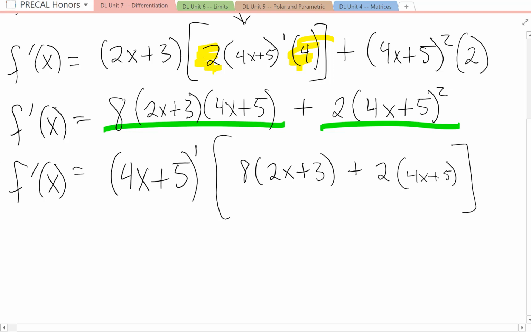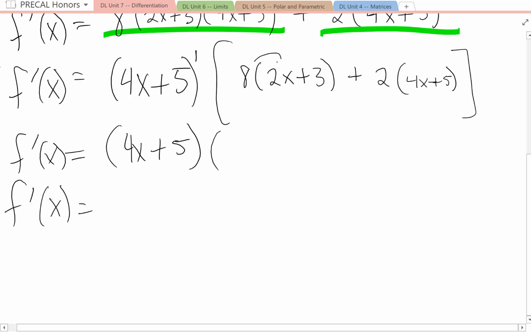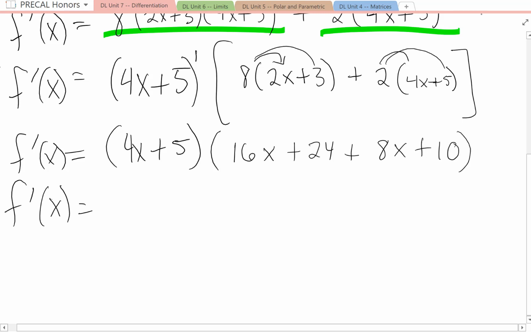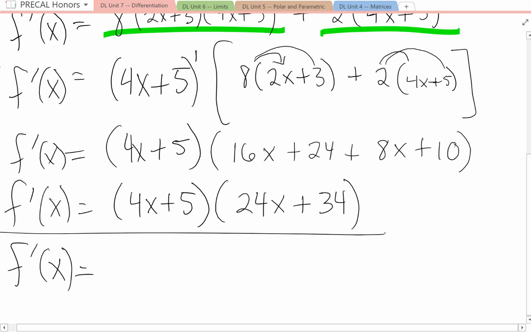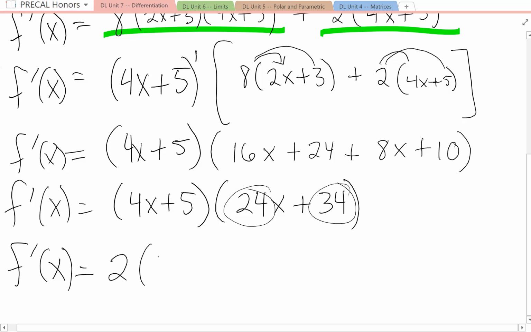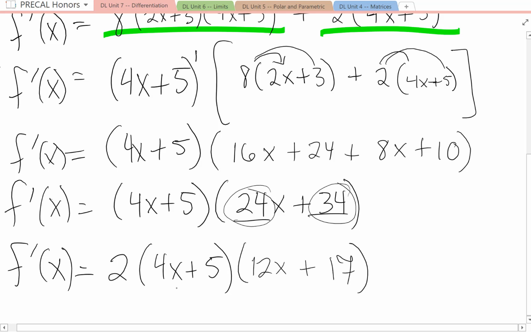Distribute and simplify inside of the brackets. 16x plus 24 plus 8x plus 10. 24x plus 34. This right here, still not fully factored, okay? Because 2 goes into 24 and 34. So factor out that 2, and then divide each of these terms by 2. 12x. Now, is it fully factored? Yes, it is.